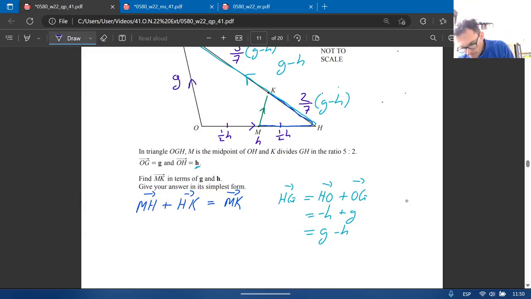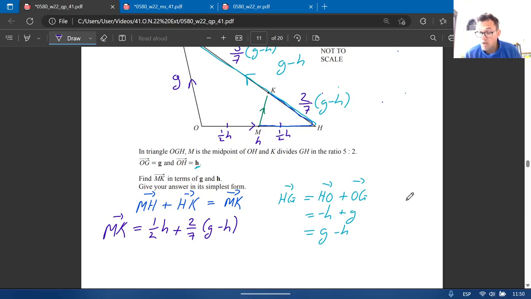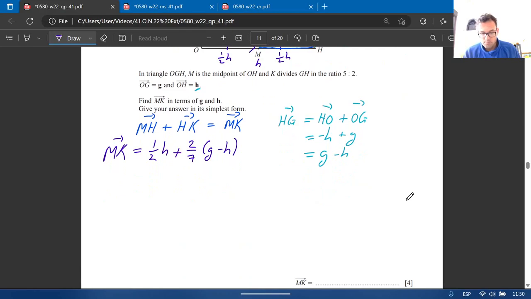That means that MK, the one they want to know, is MH, which we know is a half of H, or H over 2, plus HK, we've just worked out, which is 2 sevenths G minus H. And there we got it. That is MK in terms of H and G. Not in the simplest terms yet, but we're going to have it soon.